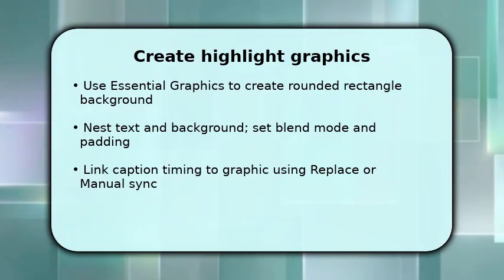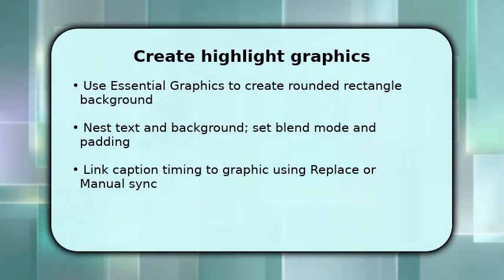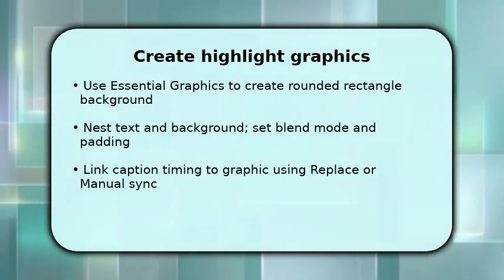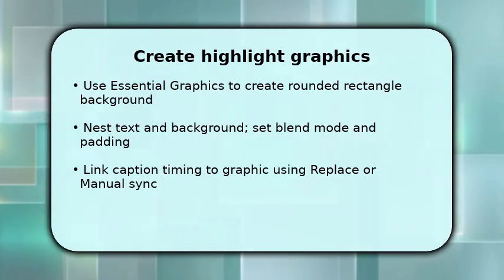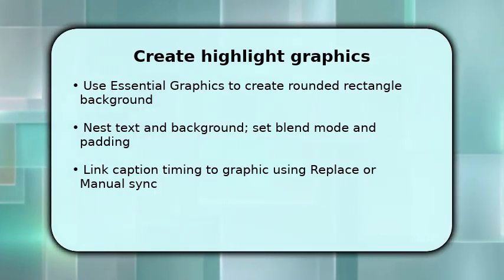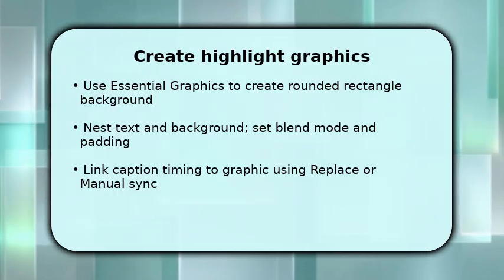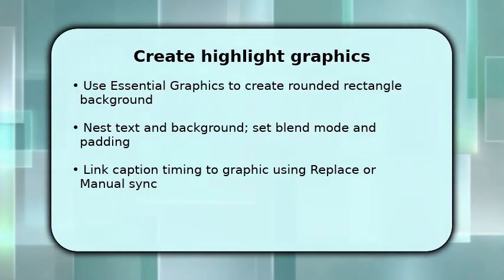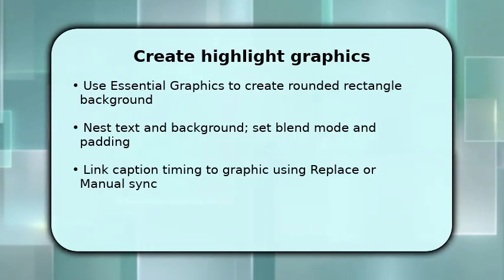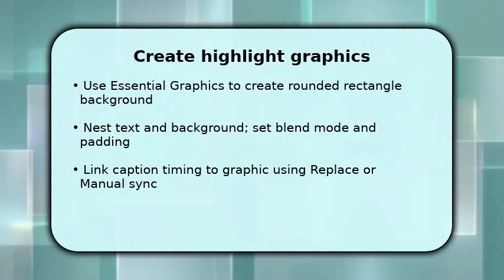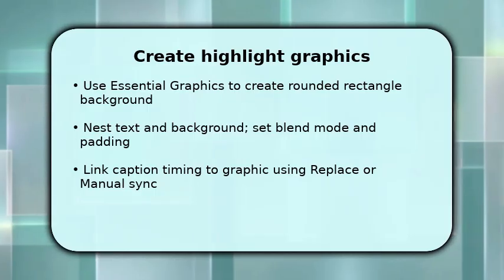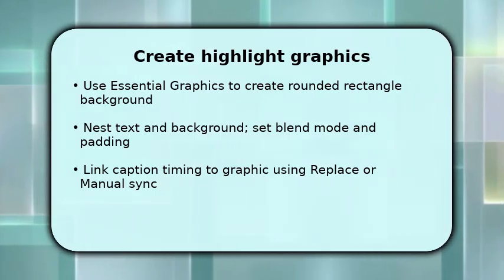In Essential Graphics, create a rounded rectangle as the background and a text layer on top, matching caption font and size. You'll adjust padding, corner radius, and choose a contrast color. This is why open captions are preferred. Once the graphic looks right, nest it and duplicate for each caption, or use Replace with graphics on caption segments. This binds the visual highlight to each caption.